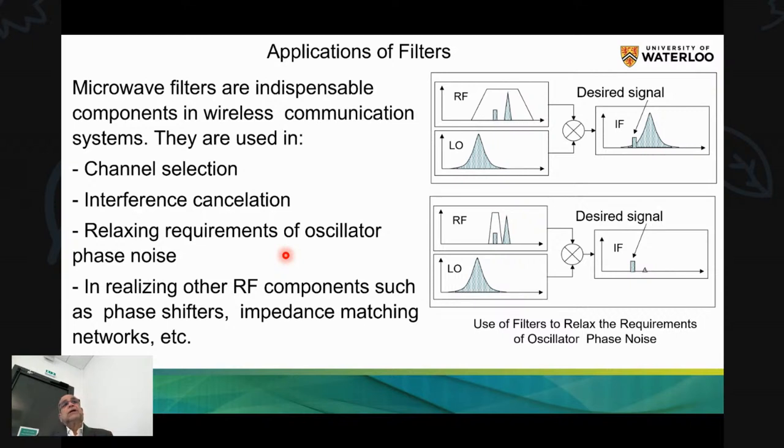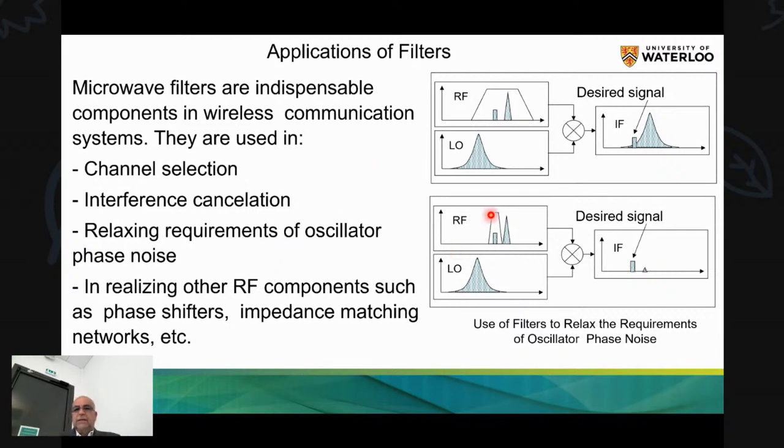So you need filters to provide cancellation. And also, in terms of the oscillator requirement for phase noise, as you know, in most transceivers you have RF signals, you down convert them to a lower IF frequency, and then you process it. In the process of conversion, you need the mixer and the oscillators, and the oscillator has phase noise. If you don't use a filter, you need to have an oscillator with excellent phase noise. However, using a filter relaxes the requirement, as I will explain here.